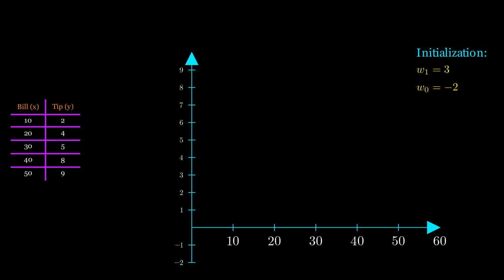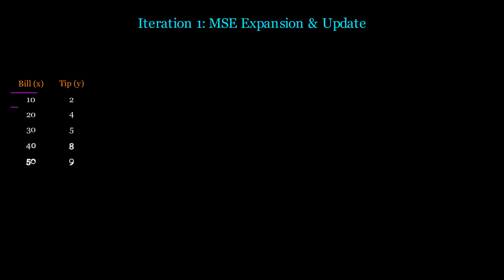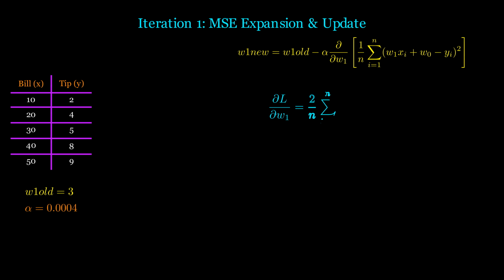As you can see, with these starting values, our prediction line is significantly distant from the actual data points, indicating a high initial loss. First iteration. Take a look at our equations. W1 old equals 3 and alpha equals 0.0004. Take a look at the equation after partial derivating loss with respect to W1.